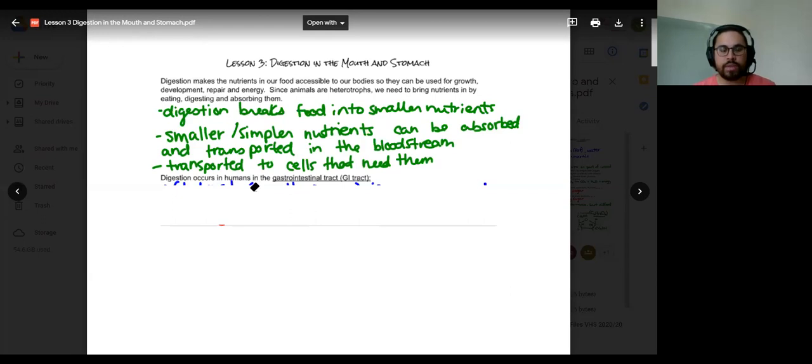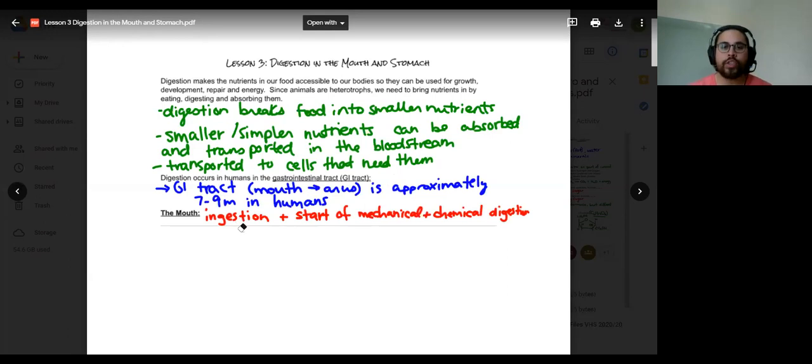So digestion, that's something we're going to talk about quite often. It happens in the GI tract or gastrointestinal tract. This is the tract or the tube that runs inside of our body. It's the only tube, fun fact, it's the only tube that's consistently open to the external environment. So from mouth to anus, it is technically start to finish exposed to the external environment.